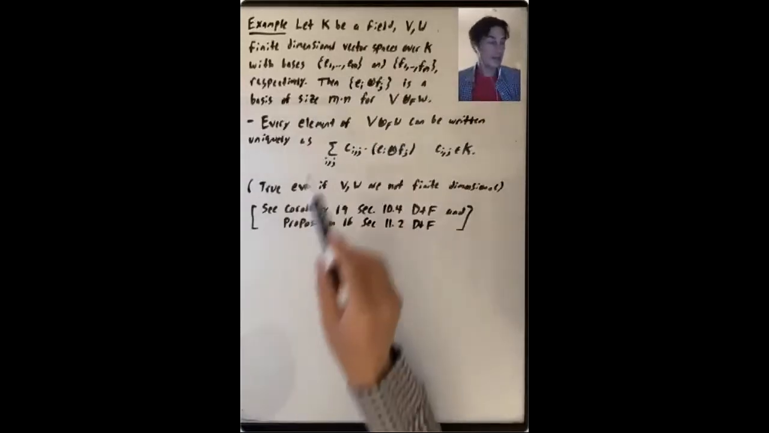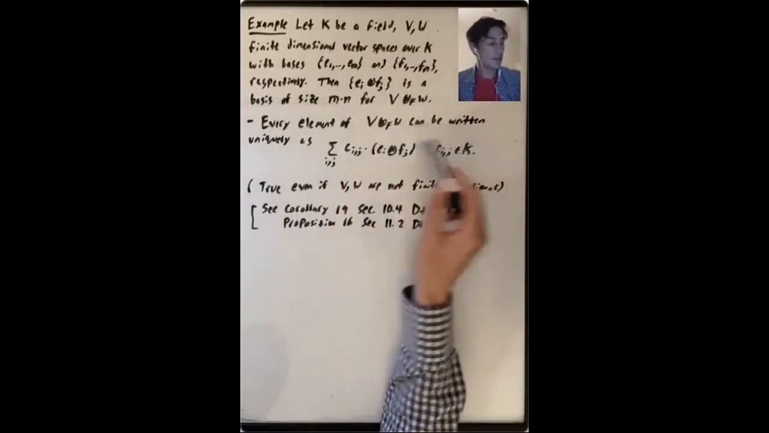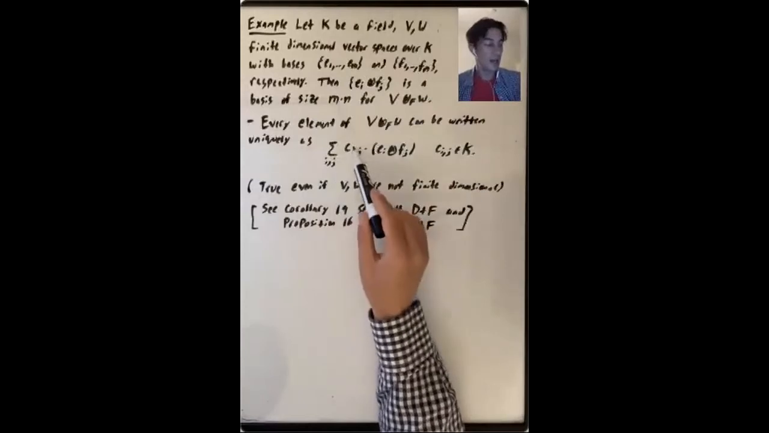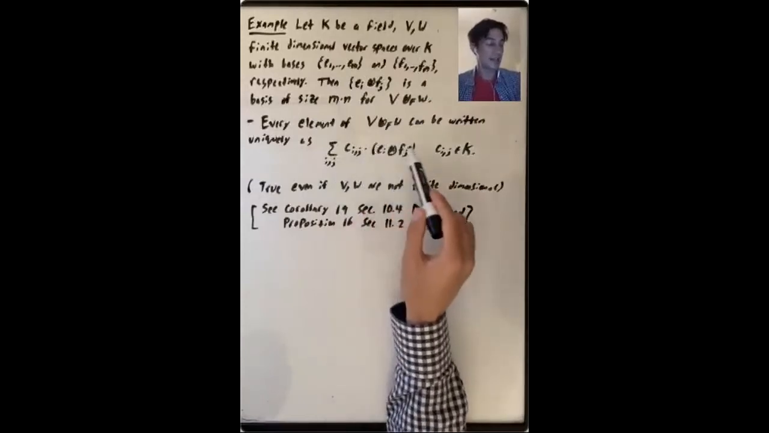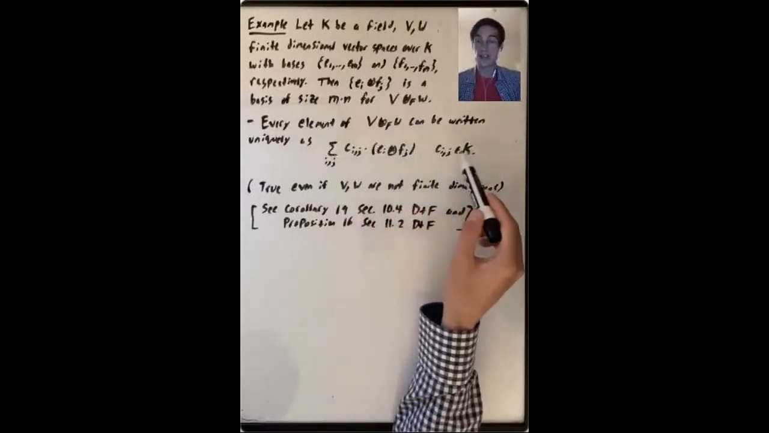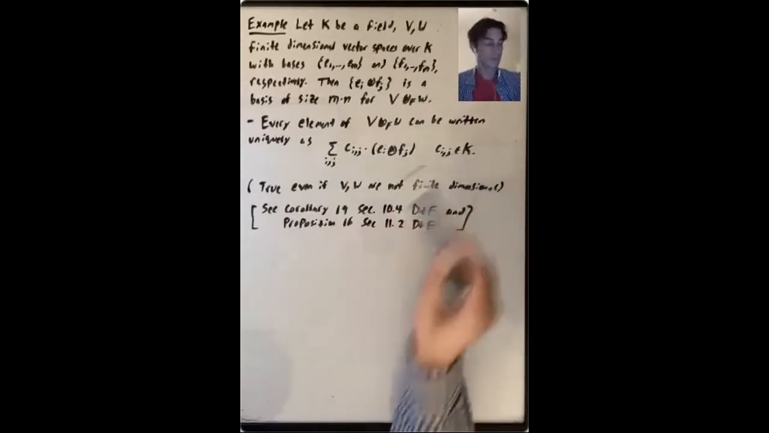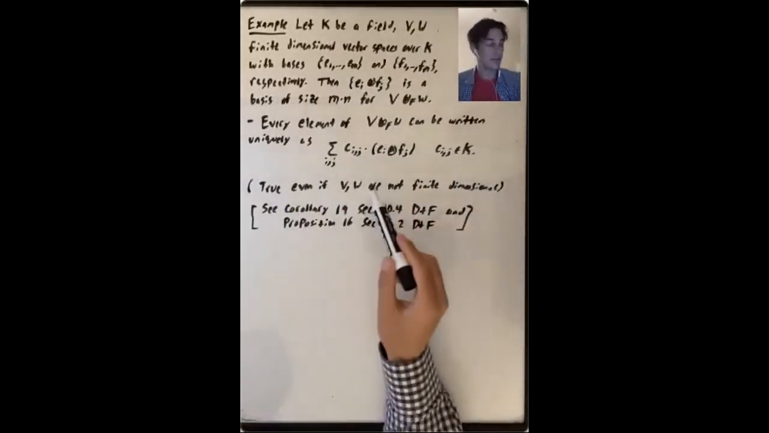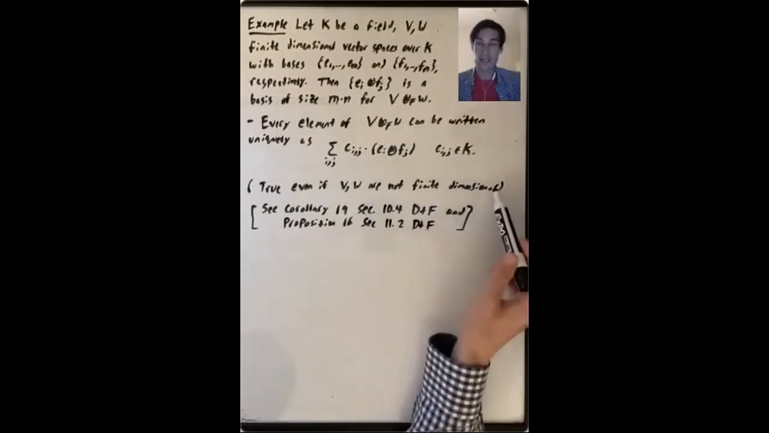What does that mean? Every element of V tensor W can be written uniquely as a sum over pairs i and j of c_ij times e_i tensor f_j, where these c_ij's are elements of your field K. So I'll point out, as Conrad does, that a statement like this is true even if V and W are not finite dimensional vector spaces.